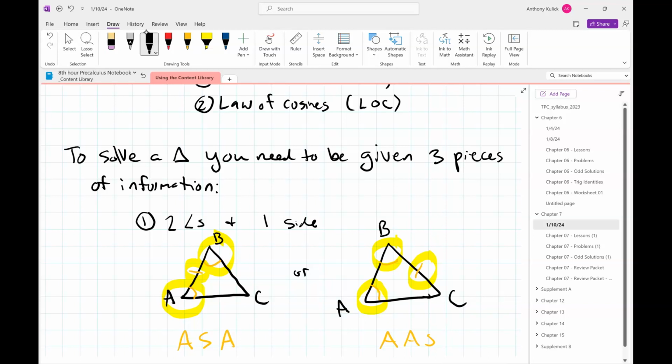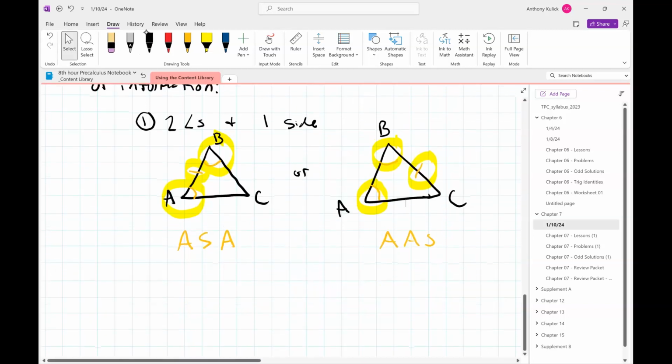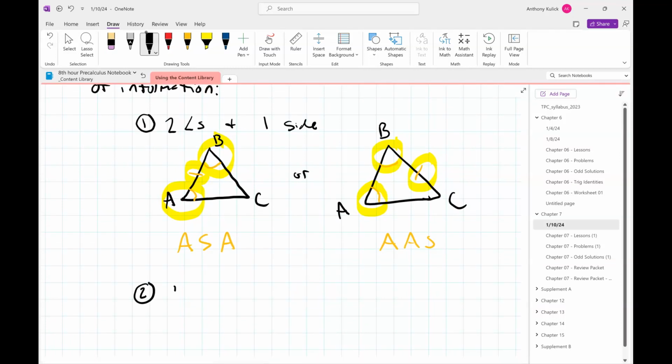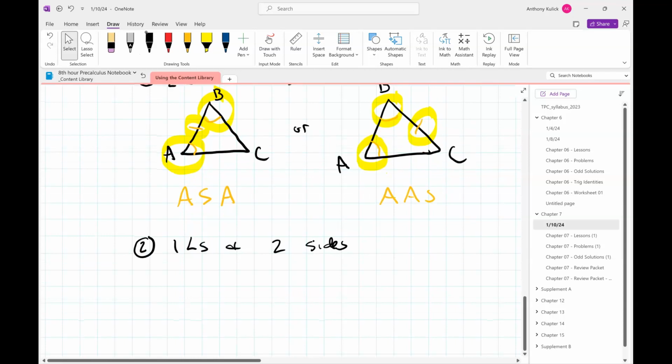One of our first steps in solving a non-right triangle is going to be the ability to identify which one of these situations we're landing in, because it's going to dictate what we do next. So it's really important that we're able to identify these things. So we could have 1 angle and 2 sides. And that could look 2 different ways.